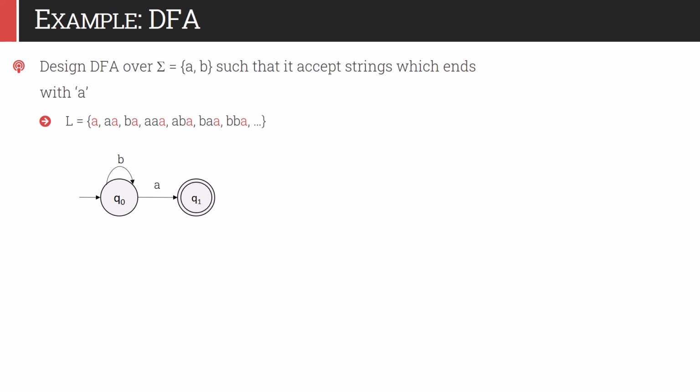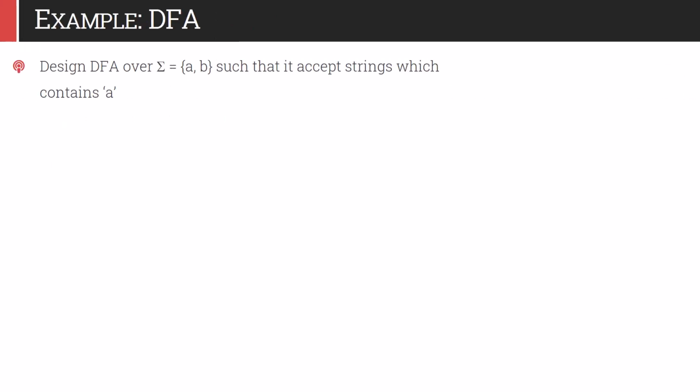From Q1, we can have the arc of a as a self loop because all those strings will end with a only. We can read first a, then second a, third a, fourth a, any number of a, but that will ensure that whatever strings are accepted will be ending with a only, and we cannot have a self loop of b on Q1. Otherwise, the string will end with b as well. So we have to adjust the arc of b from Q1 to Q0. So this will generate all valid strings which are in language L.